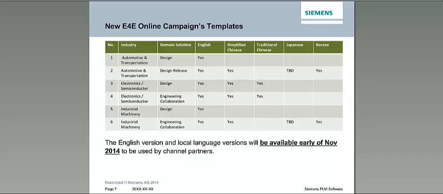So in total we have 6 different industry campaigns with the main solutions available in different languages, as you see in this overview. All 6 campaigns are available in English, and localization in simplified Chinese, traditional Chinese, Japanese and Korean is available by early November for these campaigns. So every channel partner can just choose one of these campaigns and they are ready to use, ready to run for a partner.